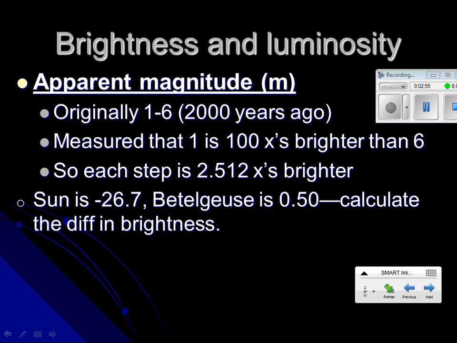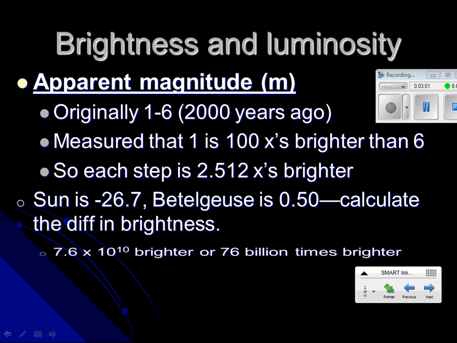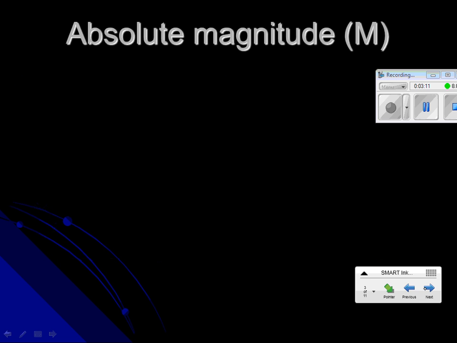So if you take 3 steps on the scale, you go 2.512 cubed, and it's 8 times brighter, okay? In this case, the sun happens to be like 76 billion times brighter than Betelgeuse, all right? And that's just how much energy we're receiving from the object. It's not really telling us how luminous those two objects actually are, which is what the second scale is all about, the absolute magnitude scale, represented by capital M.